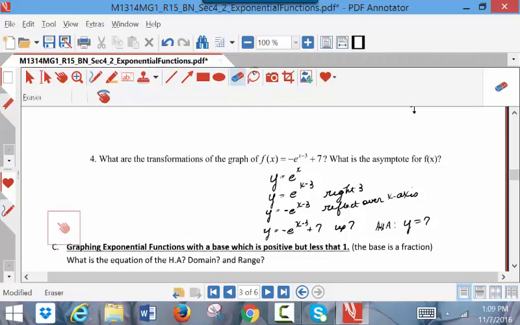Okay, so these take a little practice, but don't be intimidated by e. I know it looks bad, it's a little uncomfortable. Just remember it's just that weird number about 2.7.